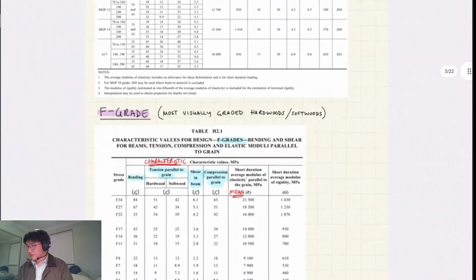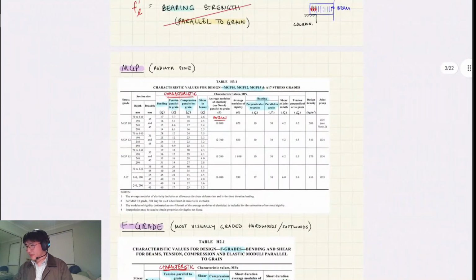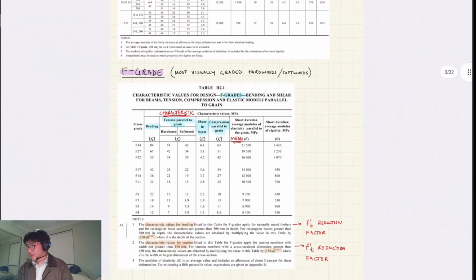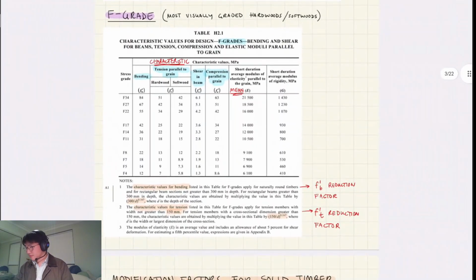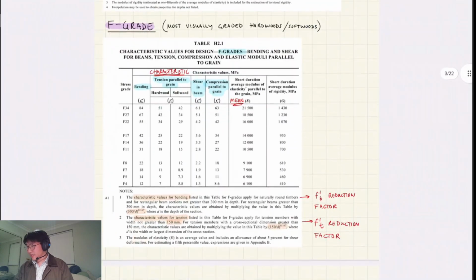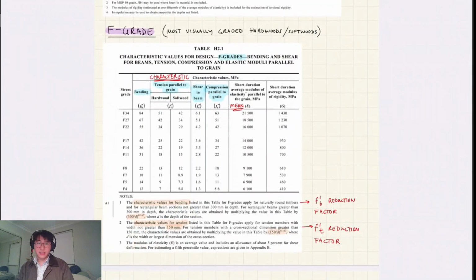F-grade timber is also in the appendix. H3.1 is MGP. H2.1 is F-grade. And for F-grade, there's an additional rule there that you can see I've highlighted in orange. So most of the time in the standards, okay, I should point something out.